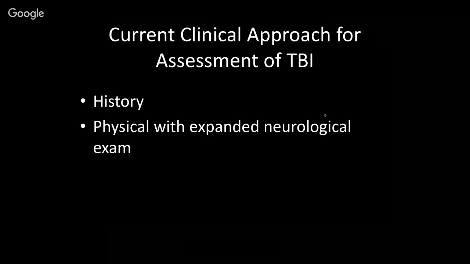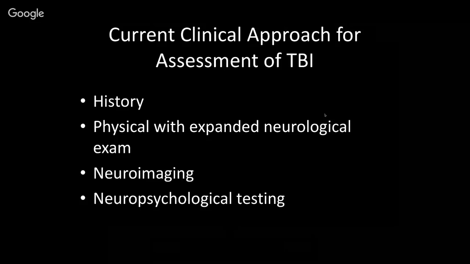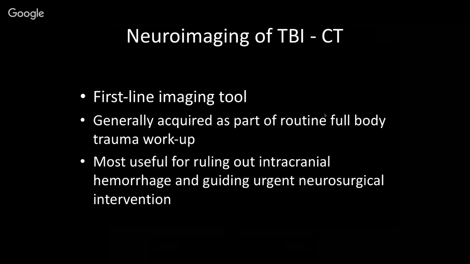Then a physical exam is performed, with a focus upon an expanded neurological exam to see if there are any neurological deficits on exam. Neuroimaging may be performed if there's a high clinical suspicion for a type of injury that may manifest on the neuroimaging that we presently have available to us. And if indicated, neuropsychological testing may be performed as well.